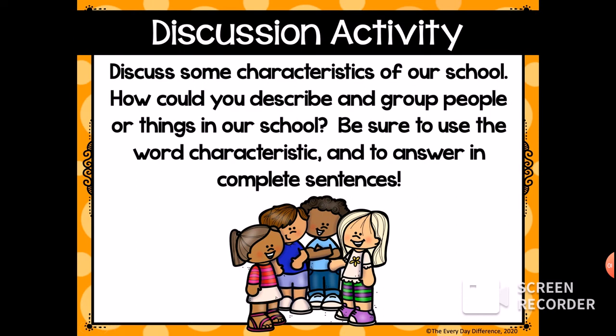You're going to think about characteristics of our school. How could you describe the groups of people or things in our school? Be sure to use the word characteristic. I'll go first. Some characteristics of our school is that it is a big school. Another characteristic of our school is that it is a kind, quiet, and fun school to be in.